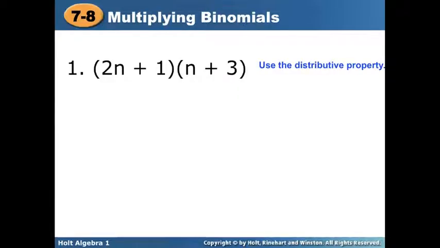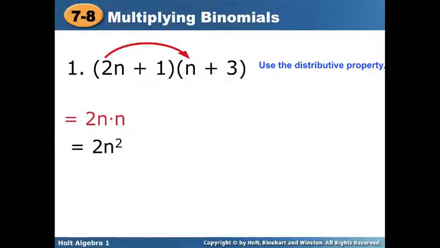Example number 1. Copy this to your notebook paper. We have 2n plus 1 times n plus 3. We're first going to use the distributive property. 2n times n. You may go ahead and write what that product equals, which is 2n squared. If it helps you to write what comes in color, please feel free to do so.